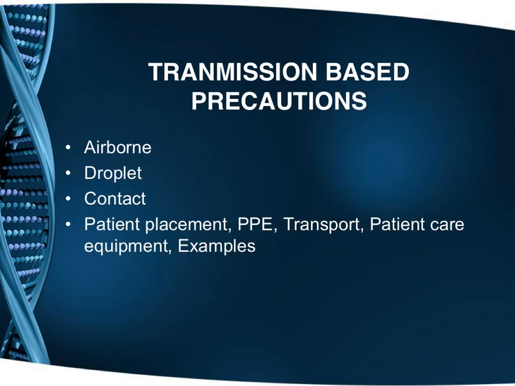Other precautions include transmission-based precautions. There's airborne, which includes respiratory protection like the HEPA or the N95. Diseases include TB or tuberculosis, varicella, and measles. Droplet precautions would include mask and eye protection. Examples include mumps, rubella, influenza, and pertussis. Contact precautions would require gloves, gown, and hand washing. These include C. diff, MRSA, and VRE. Think about patient placement, PPE, transport, and patient care equipment.